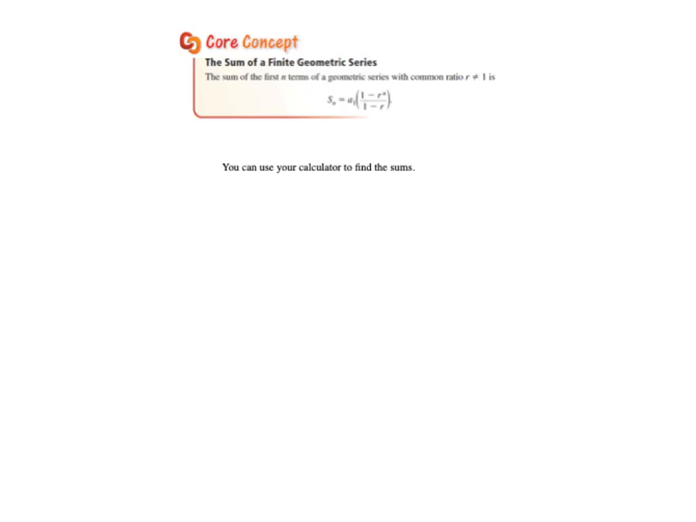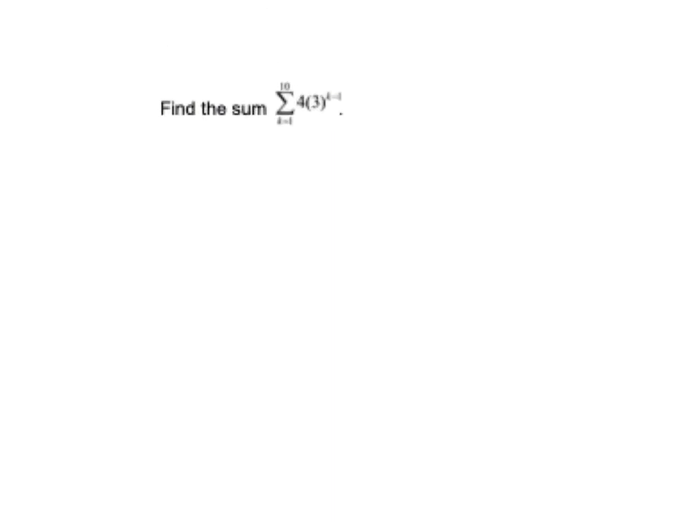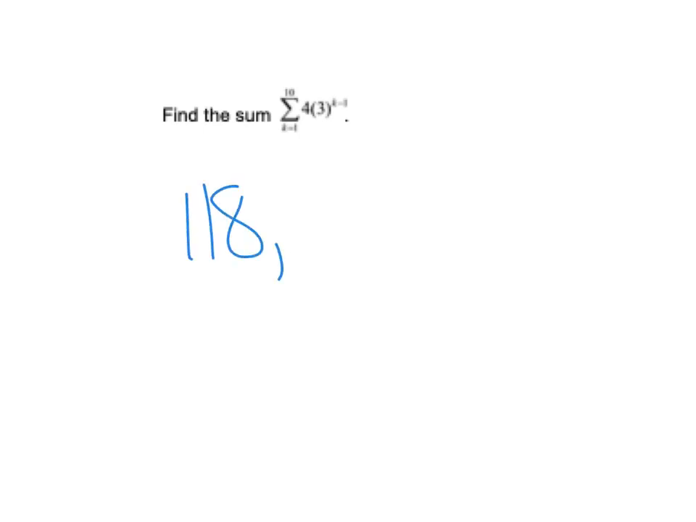Then we get into finding the sum of a finite geometric series, which it says here you can just use your calculator to find. And we know how to do that. You can go ahead and practice putting that into your calculator. Again, it's that sum button under math. And if you put this in correctly, you should get 118,096. So go ahead and take a minute, put it into your calculator, and practice to make sure that you are doing it correctly. Same thing on the last one.